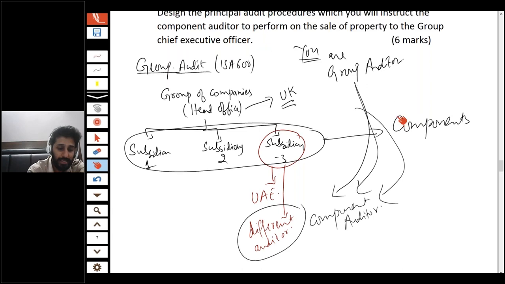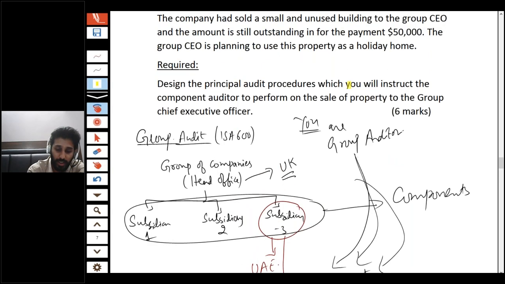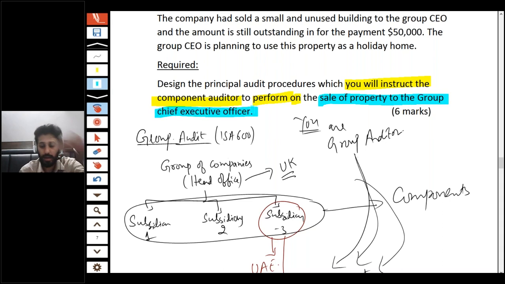So design the principal audit procedure which you will instruct the component auditor to perform on the sale of property to the group chief executive officer. Now these are for 6 marks. The marking scheme, as one student was asking, is that one procedure gets 1 mark, right?